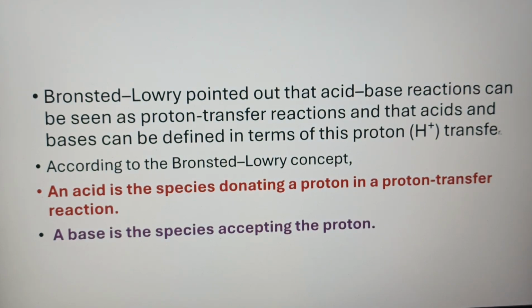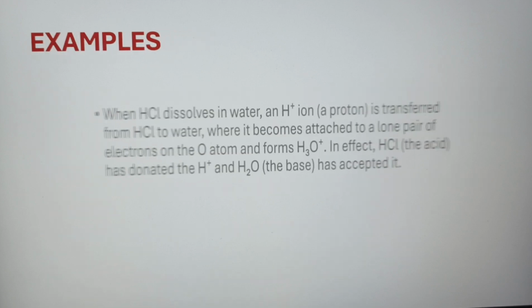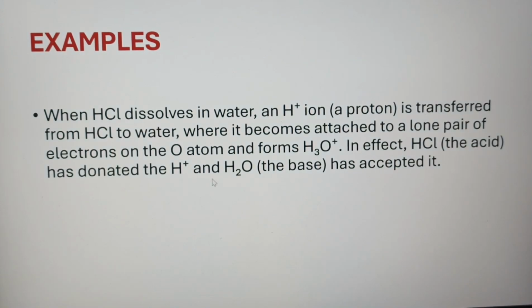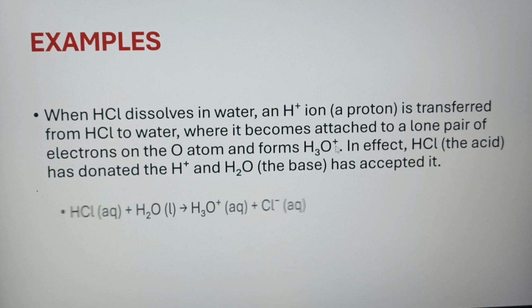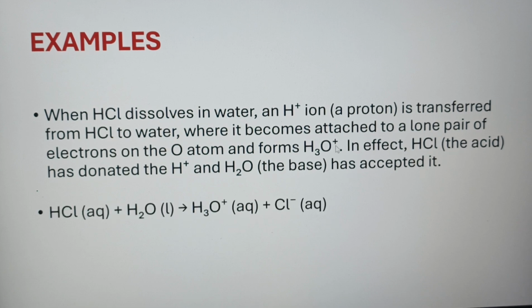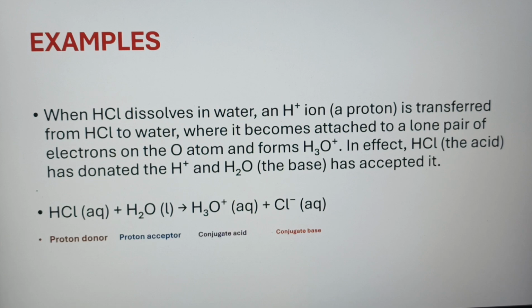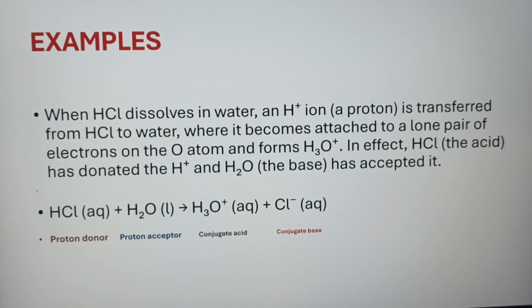So under the Bronsted-Lowry concept, an acid is a species that donates a proton, while a base is a species that accepts a proton. Let's take an example to understand this concept clearly. When HCl is dissolved in water, it donates a hydrogen ion to water. The water molecule accepts this proton, forming a hydronium ion. We can see this reaction. In this reaction, HCl acts as the acid, the proton donor, while water acts as the base, the proton acceptor.